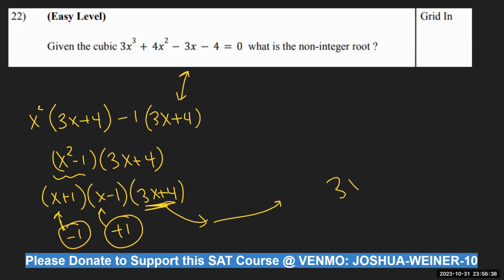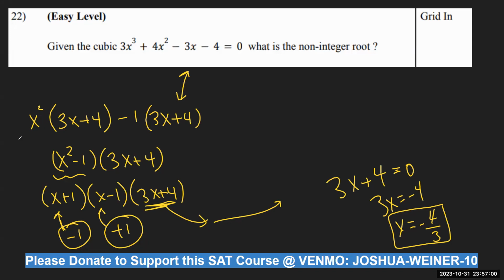You set the 3x plus 4 factor equal to 0. When is that? When that is 0. So that's when 3x equals -4, or when x equals -4 upon 3. Okay, so the correct answer to number 22 was -4 upon 3.